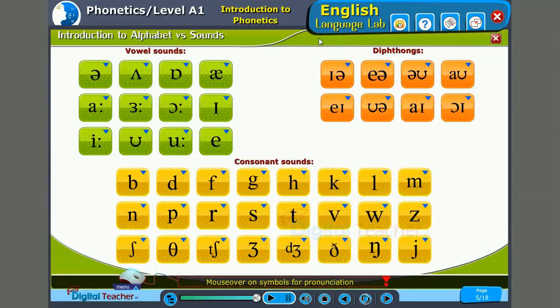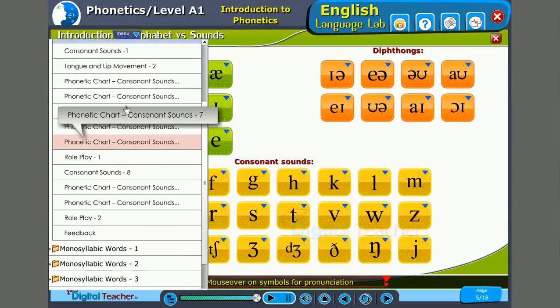This is the phonetic table we have here. In the phonetic table we have vowel sounds, diphthongs and consonant sounds. Under this we have the instruction to mouse over the symbols for pronunciation. Like this we can listen to the particular pronunciation of the symbol. We can even listen to sample words when we click on a particular symbol: biscuit, kite, quick, train, game, wait. So this is about the phonetic table.